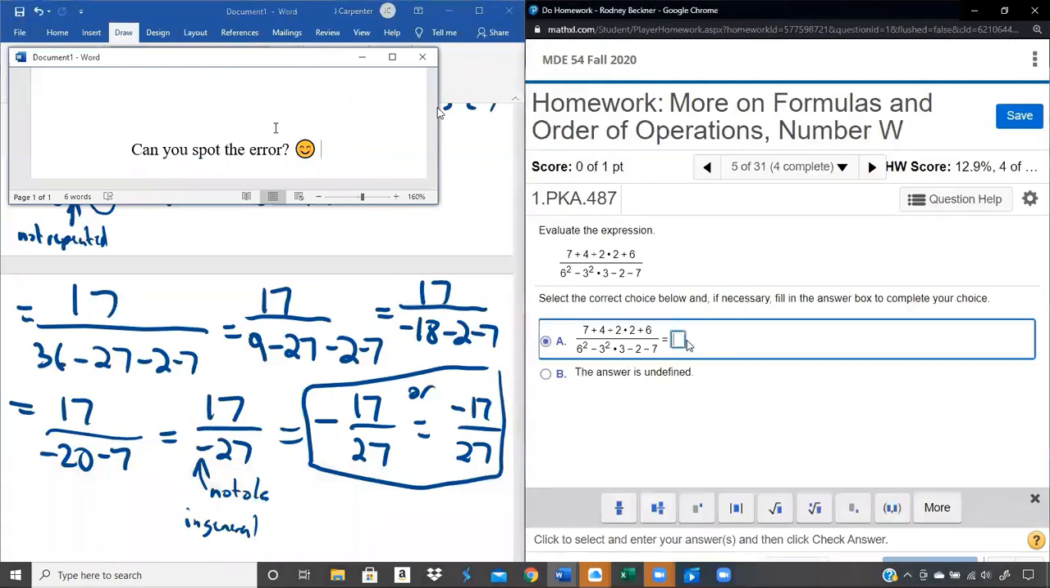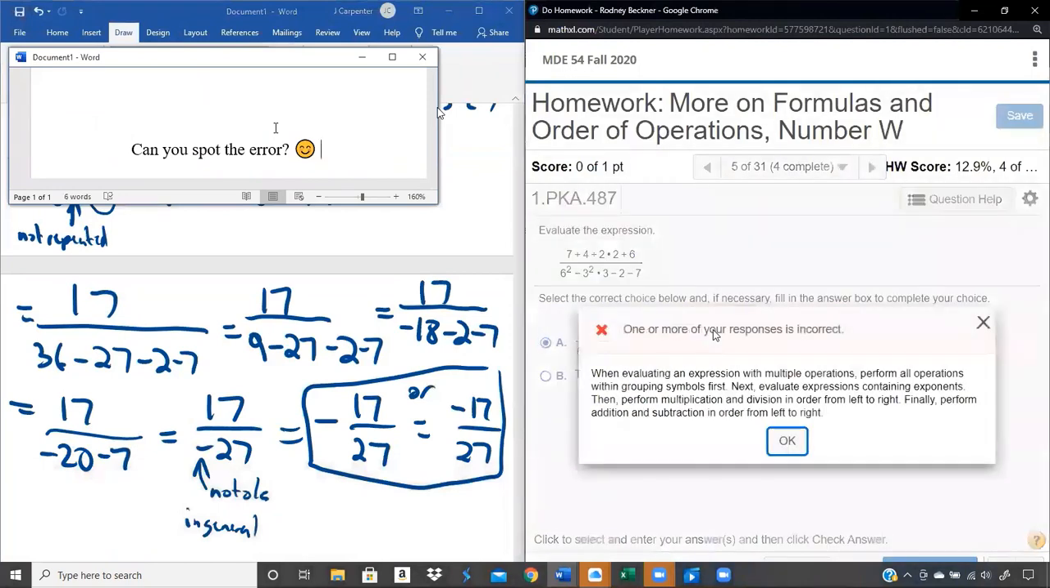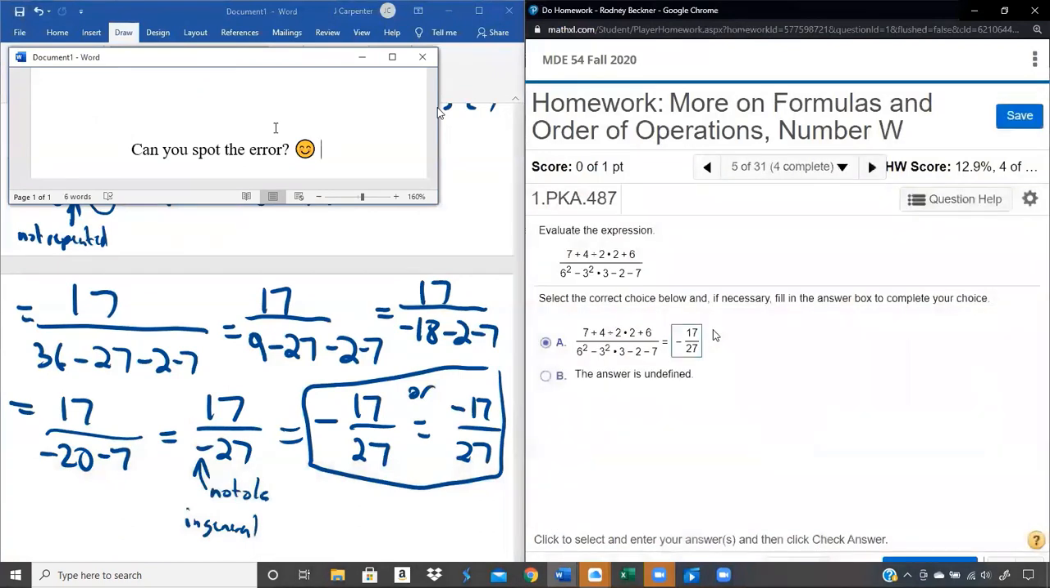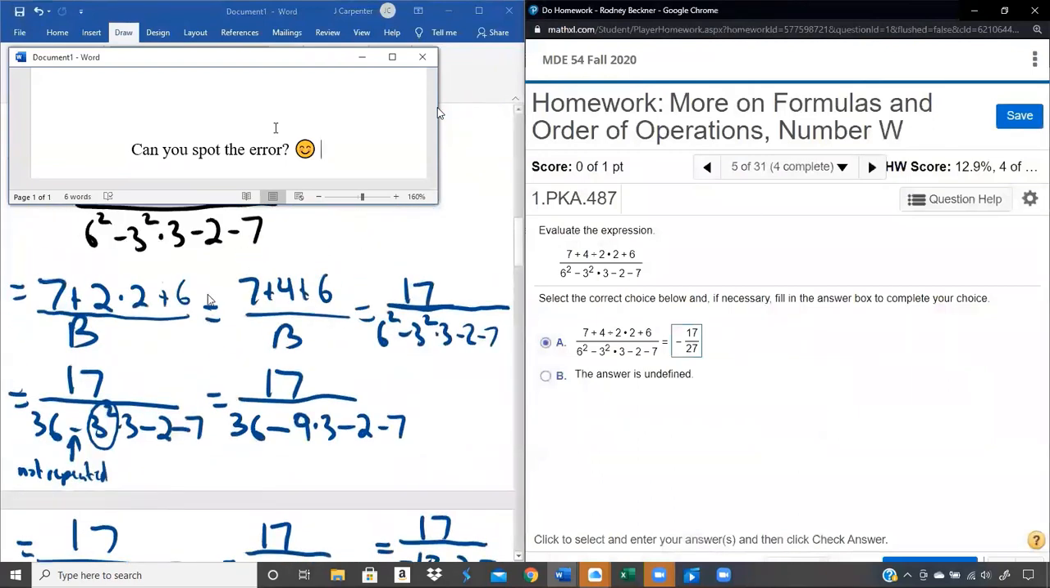So let's see if we get it right. Let's see if we didn't make any errors anywhere. And they say, fill in the answer box, so nothing about fractions. So negative 17 divided by 27 is reduced as much as possible. One or more of your responses is incorrect. So where did we go wrong? 7 plus the 4 divided by the 2. 4 divided by 2 is 2. 2 times 2 is 4. The top should be 17. 6 squared is 36.